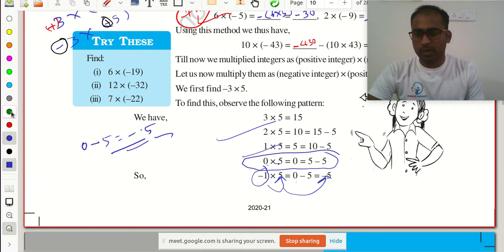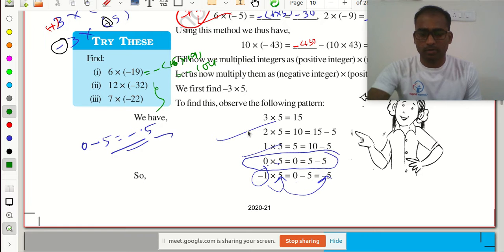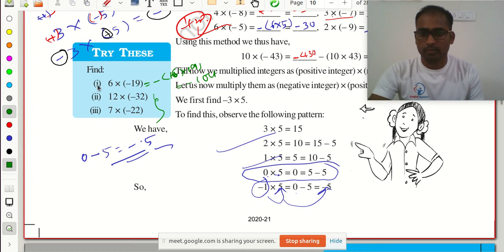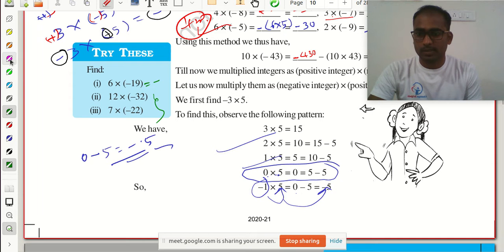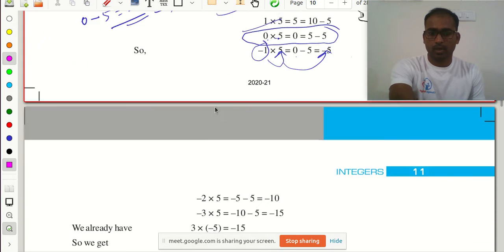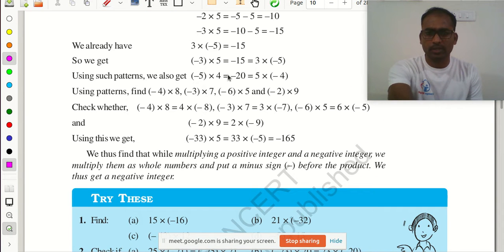And now we will solve this problem. Try this now. Find 6 multiplied with minus 19, and 12 multiplied with minus 42. How much? Minus 104. Okay? Like this you solve. No, sir. 114. Yes, see here, minus of 6 multiplied with 19 is equal to minus 114. Okay? Then next, this is also the same thing.